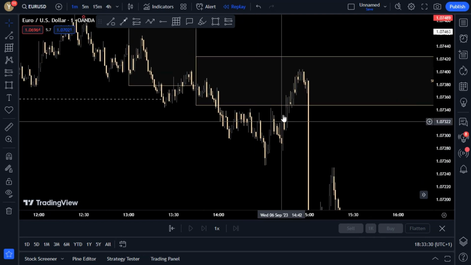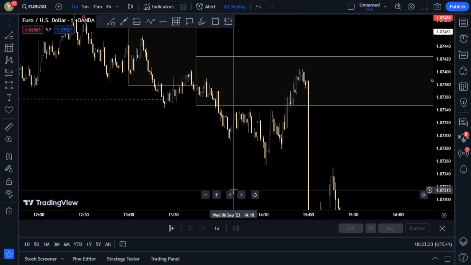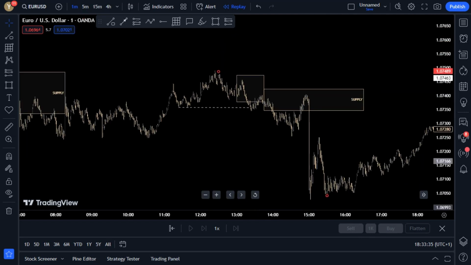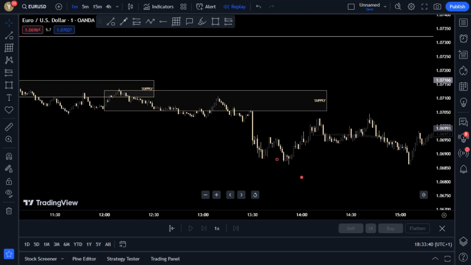In this case, price came to this level. 3 p.m. was news on Wednesday, and there was not really anything to do on this price action. So coming to the close. Okay, let's observe this.